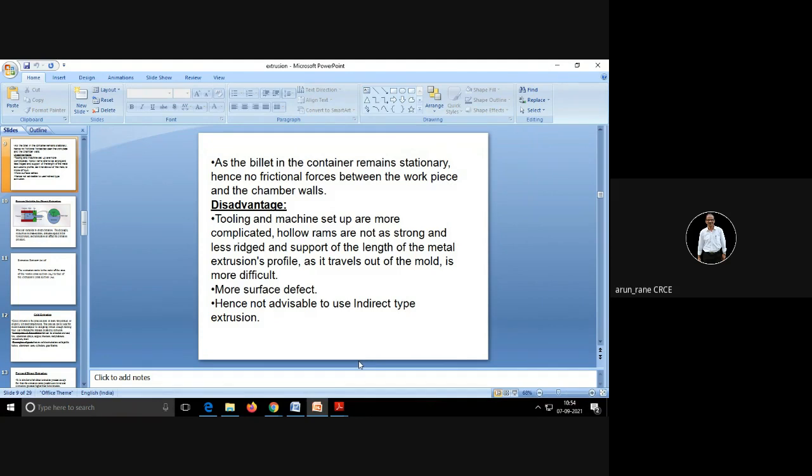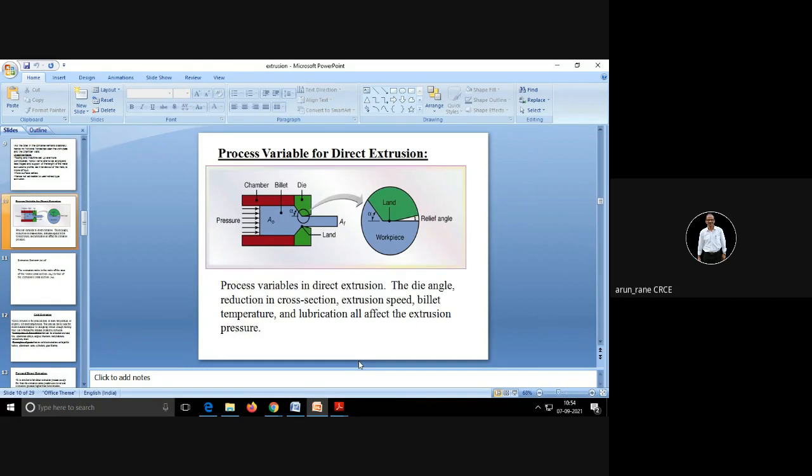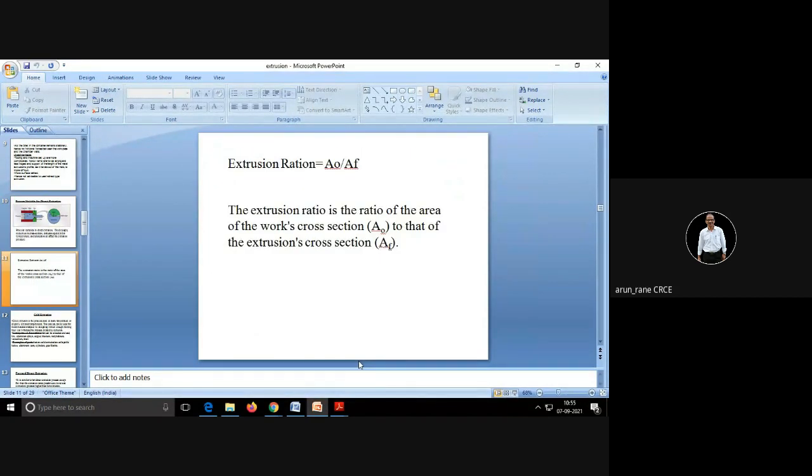Machine setup and tooling requirements are high, like hollow extrusion. If you want to produce hollow sections, the tooling requirements are much more. There are chances of more surface defects, and that's why indirect extrusion is generally not preferred. Then there is some mathematics here, which you can skip from the examination point of view, because there will not be any numericals.